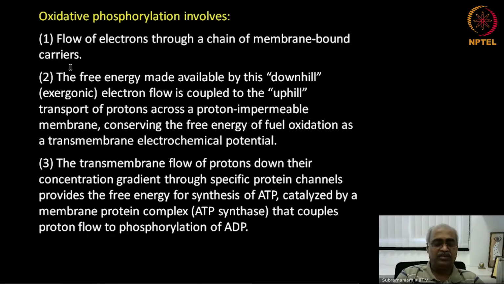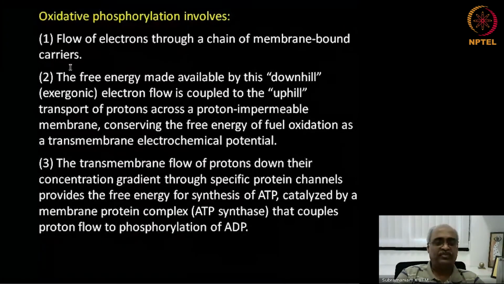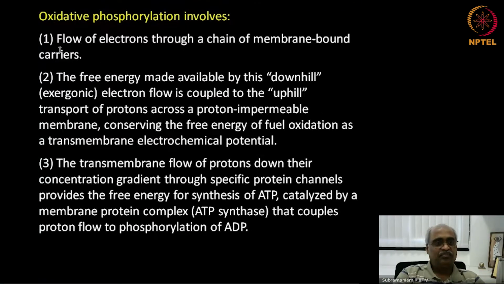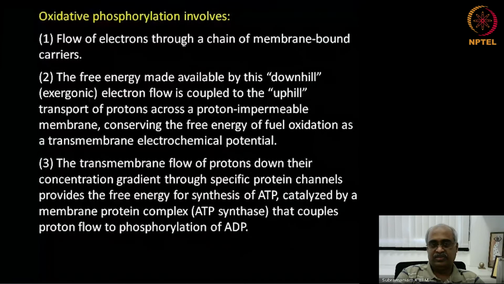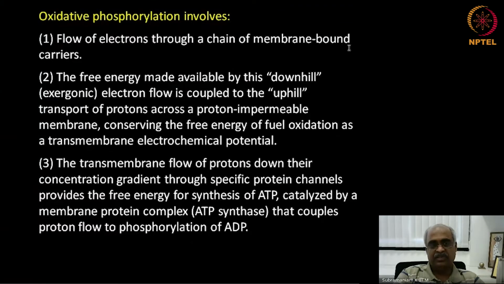So you have electrons flowing downhill, driving uphill transport of protons. So step one, flow of electrons through a chain of membrane bound carriers. And that flow is in this sequence: free energy made available by the downhill electron flow. So when electron carrier to another electron carrier is a downhill flow, but it is in steps. And in each step, the energy available is sufficient to drive a certain number of protons across the membrane. So there are 3 steps at which protons are pumped across the inner membrane of mitochondria.